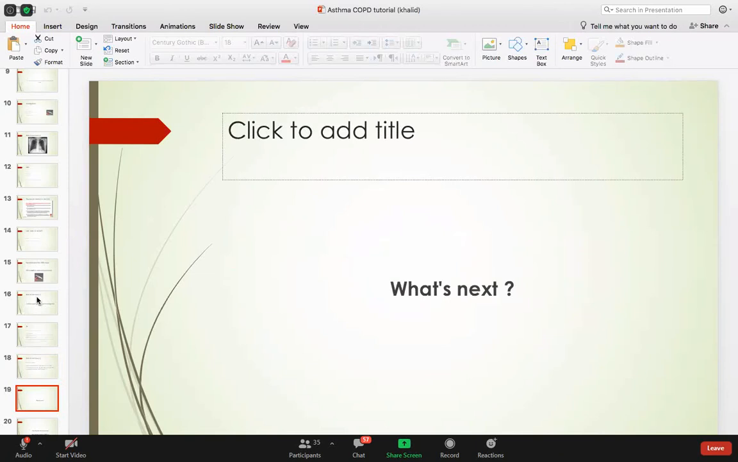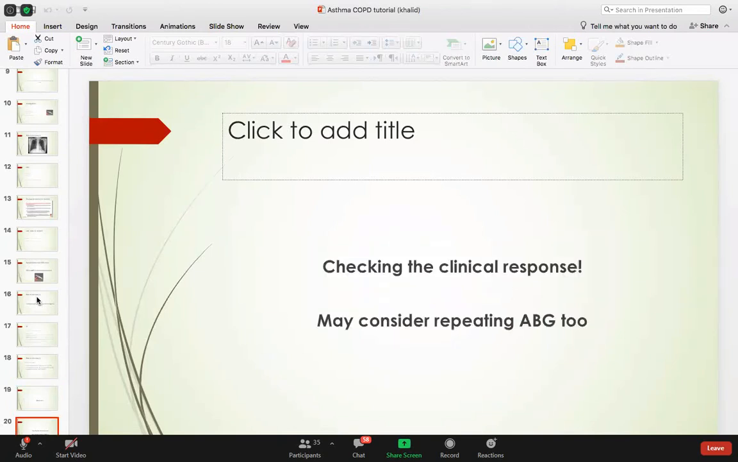What's next, guys? What's next? The nurse is asking you, okay, we did all of that, doctor. What shall we do next? Excellent. Re-evaluation, reassessment, very key, very important in those exacerbations in the emergency, because we would like to determine, does this guy need an ICU? Does this guy need hospitalization? Or can this guy be discharged home? Excellent. So checking his clinical response, you may consider repeating the ABG too.